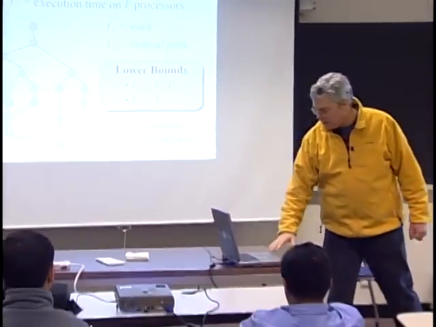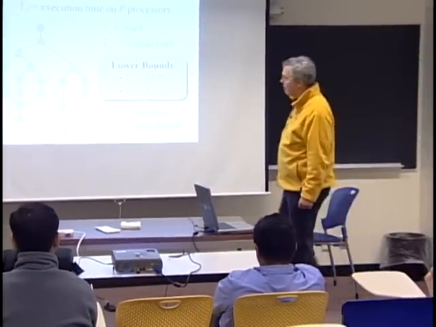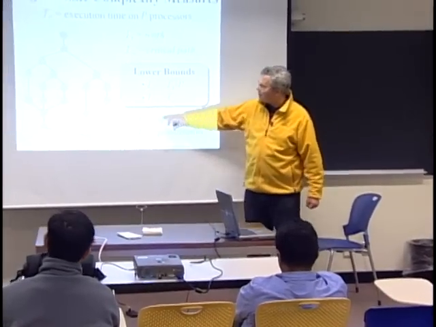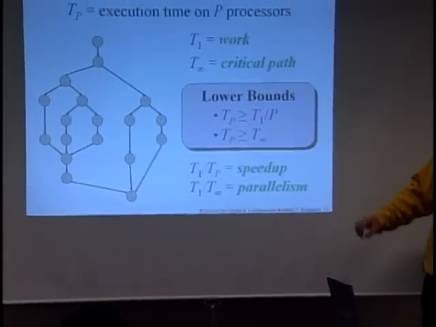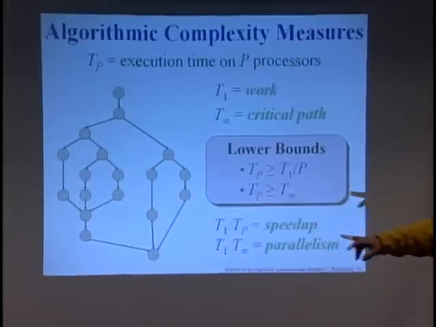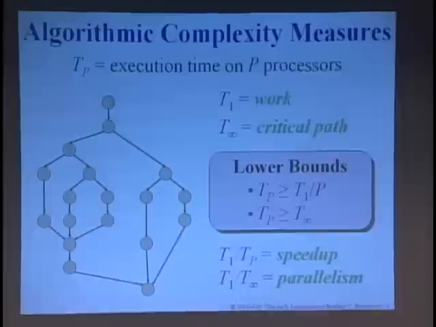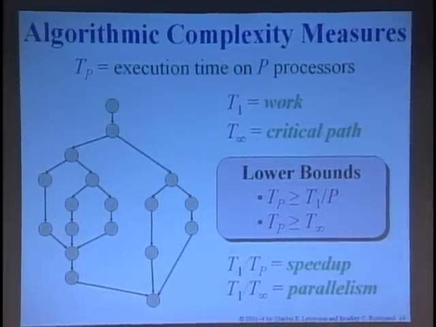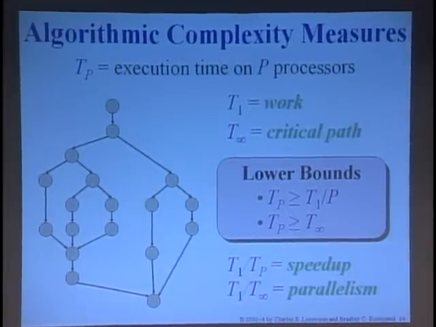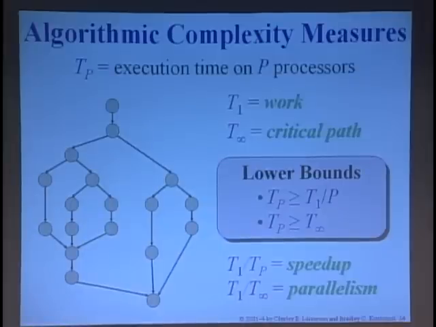So those are lower bounds. And the things we want to know are speedup, which is T1 over TP, and the parallelism of the graph, which is T1 over T infinity, the work over the critical path. We've been calling this span lately. Some people call it depth. Span is easier to say than critical path, and depth has too many other meanings, so I kind of like span. So what's the parallelism for this program?